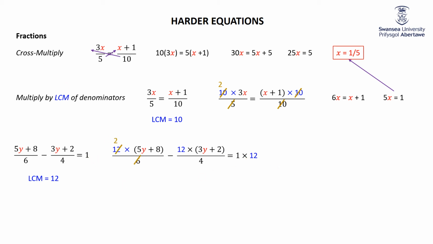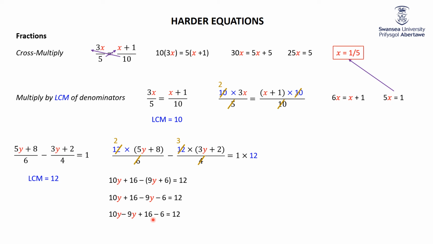Cancelling now, 12 on top, 6 on the bottom cancels to give us 2, 12 on top, 4 on the bottom gives us 3, and expand out: 10y plus 16 minus, now I'm going to keep the brackets there with the multiplied by 3 inside of them, just because a lot of times when you have minus the brackets it can be nasty. So 3 times 3 is 9, 3 times 2 is 6. Okay, now that minus sign that's outside that bracket has to apply all the way through the bracket. So it's 10y plus 16, no problem there, minus 9y minus 6, because a minus times a plus is a minus. Whole thing's equal 12.